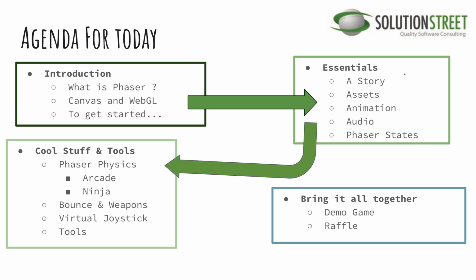And then we'll move to the cool stuff and tools, such as Phaser physics or game physics. To those who know about gaming, there are two types: arcade and ninja. Then we'll jump into balance and weapons, and then virtual joystick, then some tools that I've been using. And at the end of it all, we'll bring it all together with a demo game. With all of the factors that I'll be discussing in the first couple of slides, we'll see how this goes into production, or a full game per se.